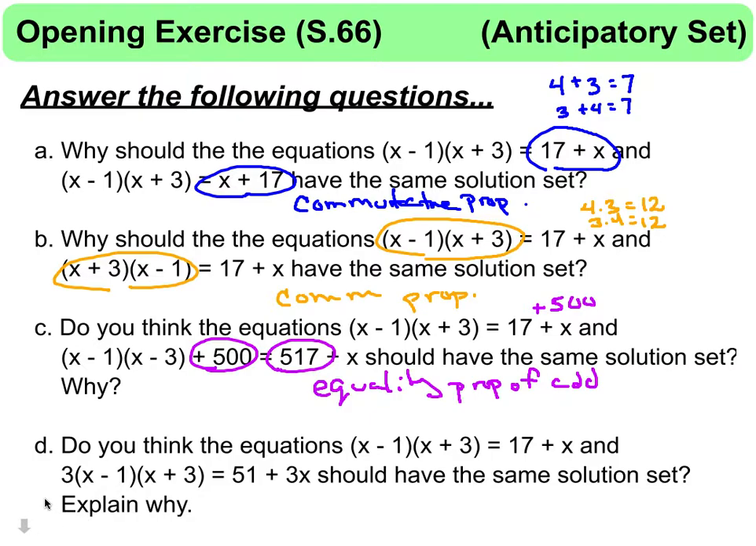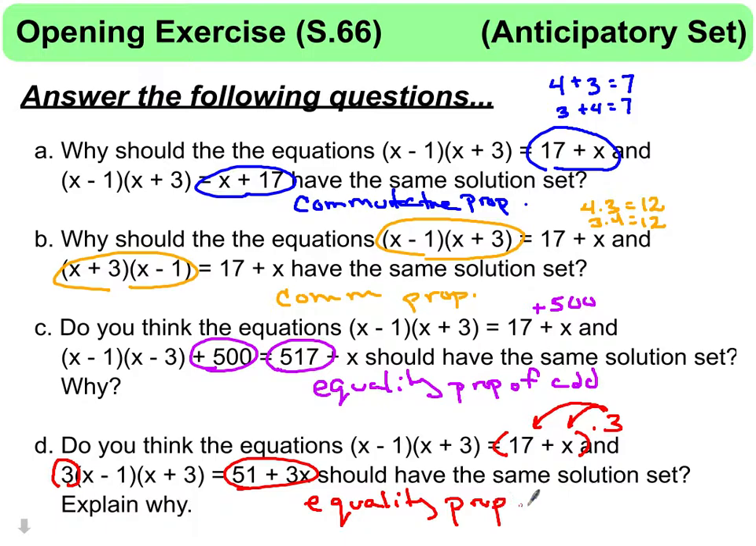And then finally, in part D for the opening exercise, we have two more equations. The (x minus 1) times (x plus 3) equals 17 plus x again, but this time the change is 3 times (x minus 1) times (x plus 3) equals 51 plus 3x. What the students observe having been done here is that we are multiplying by 3 on both sides of the equation. Where does the 3 come into play here? If I take the 17 plus x and multiply it by 3, 17 times 3 is 51, and 3 times x is 3x. So again, we're looking at the equality property, but this time, instead of addition, of multiplication. In other words, if I multiply by the same thing on both sides of the equation, I can be ensured that the solution to both equations will still be the same.